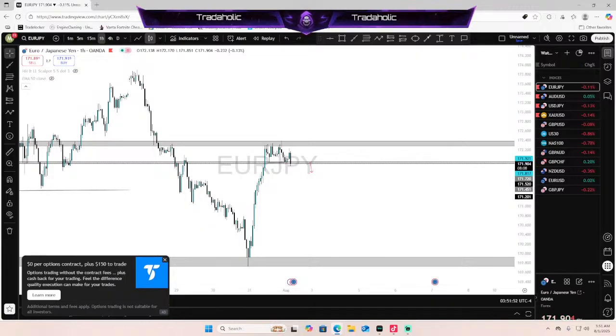We got 10 minutes left, 9 minutes left inside this hourly candle close. So what the hourly candle do for us?